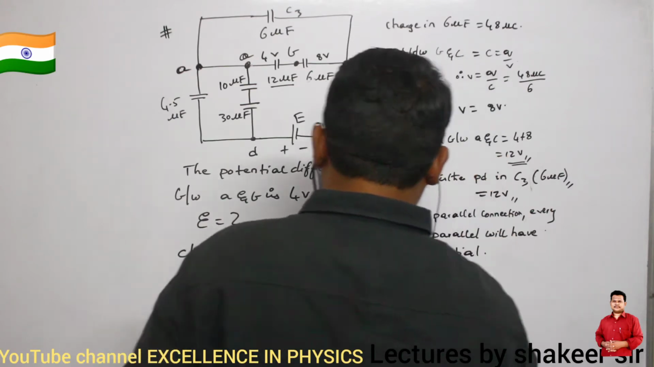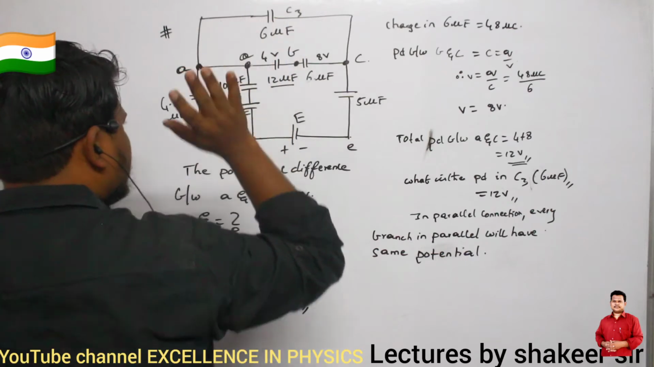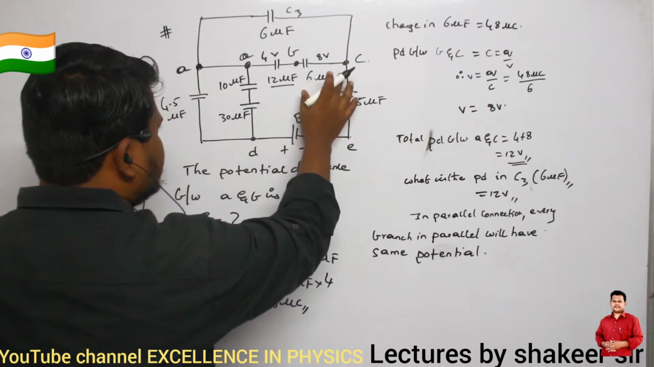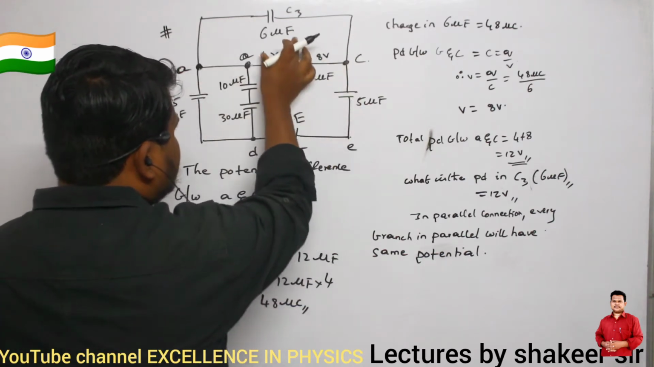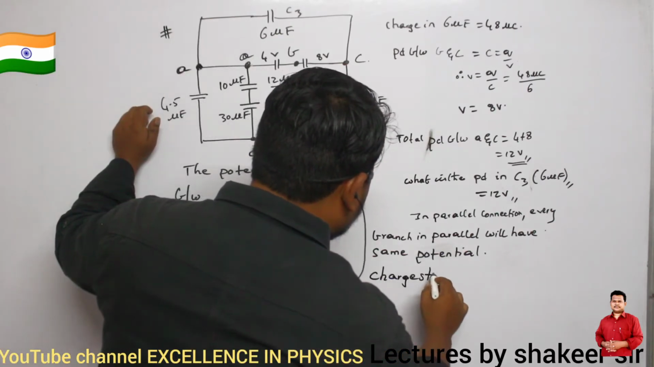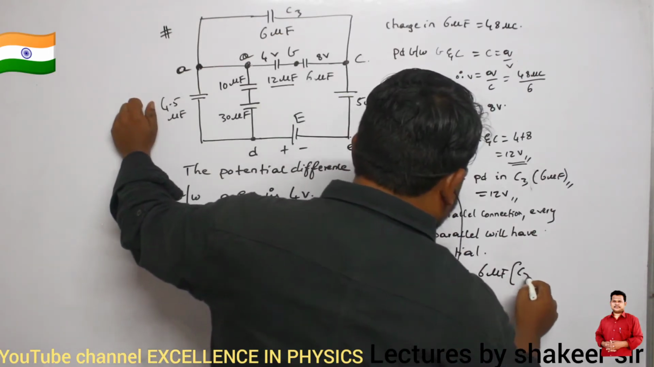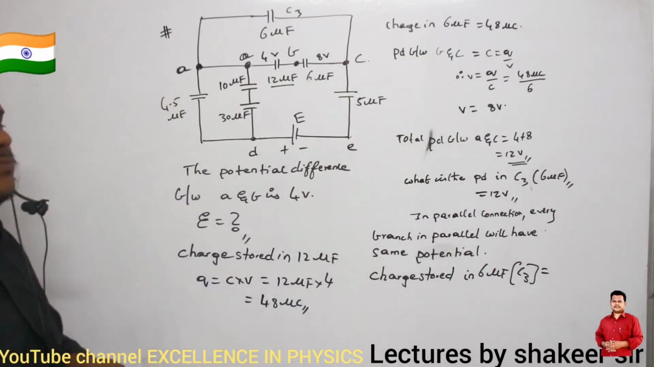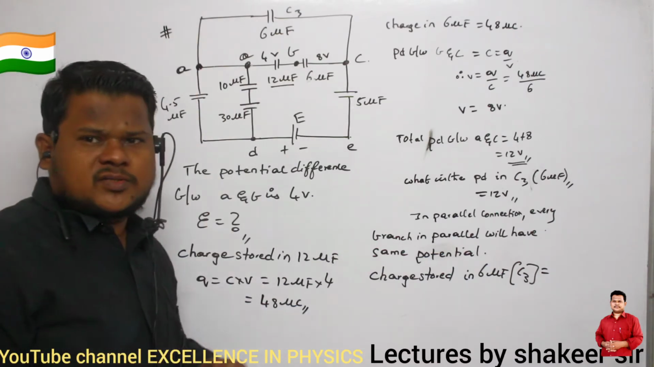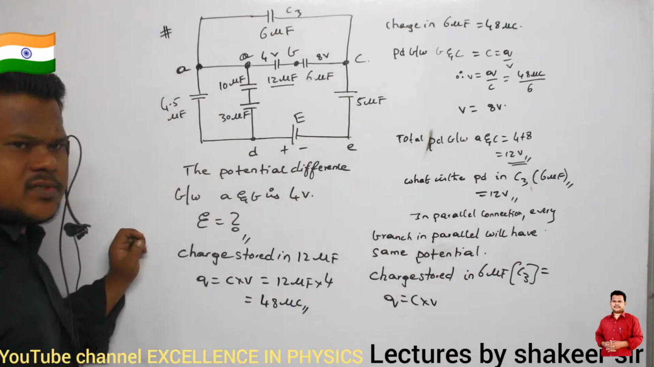Are you able to understand? So therefore, if the potential difference between these 2 points is 12 volts, then the potential of this branch is also 12. Now, what is the charge stored in the 6 microfarads capacitor? That is, the C3 capacitor. Can you say how much? Charge stored formula: Q is equal to C into V.